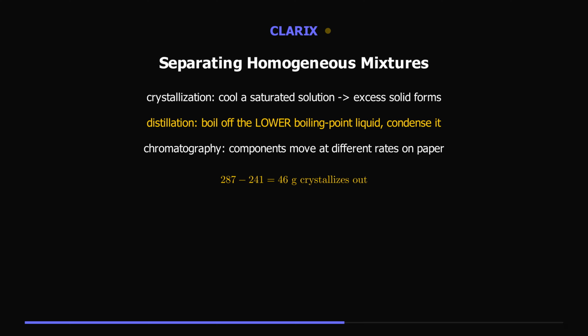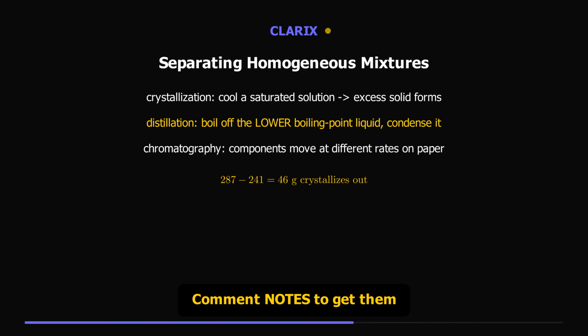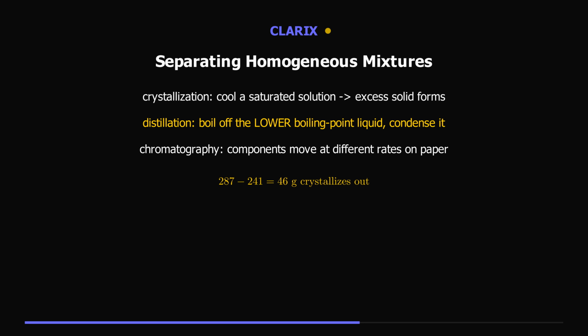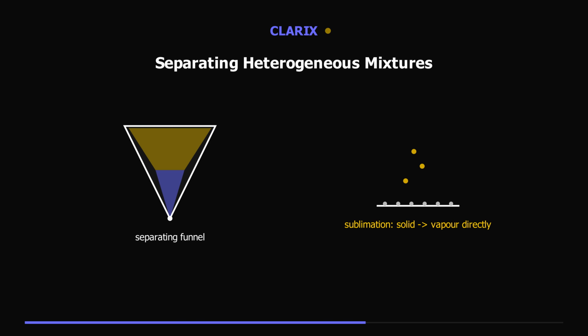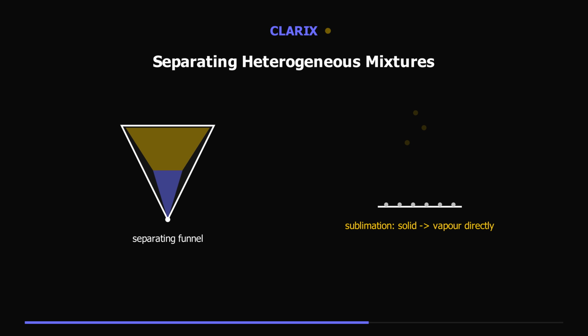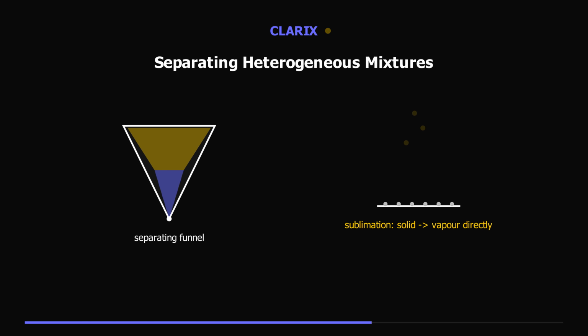And paper chromatography separates mixture components based on how fast each one moves along wet paper. Components that cling less travel further, which is exactly how you separate different colored dyes in ink. Heterogeneous mixtures need different tools. Immiscible liquids, ones that don't mix at all, like oil and water, are separated using a separating funnel. The denser liquid settles at the bottom and is drained off first through the stopcock, leaving the lighter liquid behind.